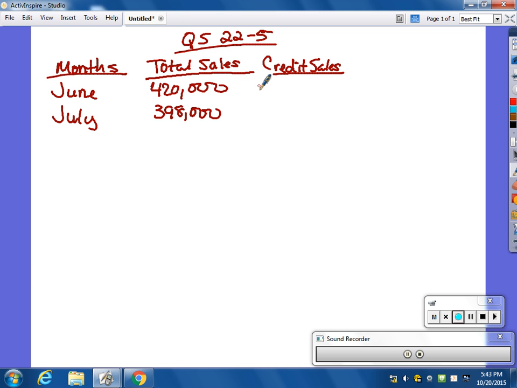20% at the same month, 70% at the second month, and 10% at the... Yeah, credit sales are collected 20% in the same month as the sale, 70% are collected during the first month after the sale, and the remaining 10% are collected in the second month.